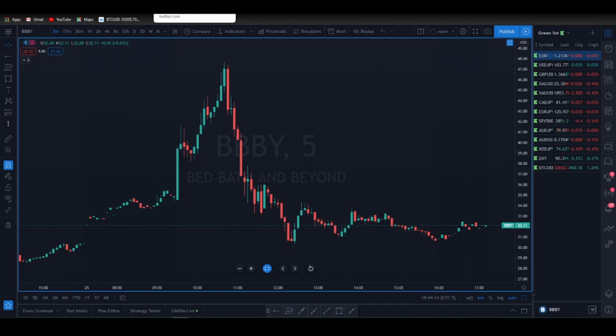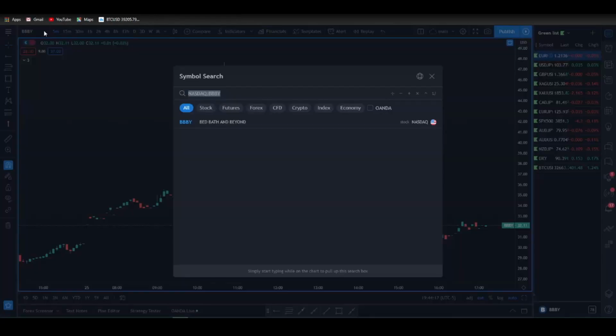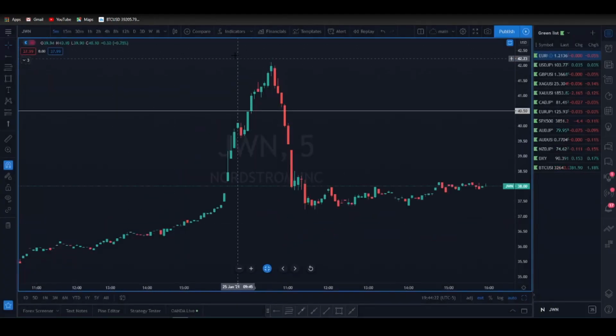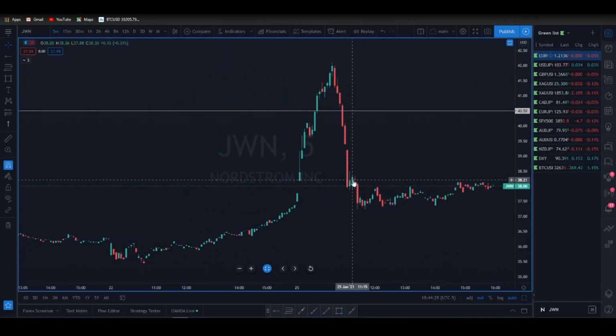All right, JWN, another one. Nordstrom, they are tracked in this same ETF. Let's go check them out so that way you can see what I'm talking about. Price action is almost exactly the same. You guys are no longer alone in this asset.